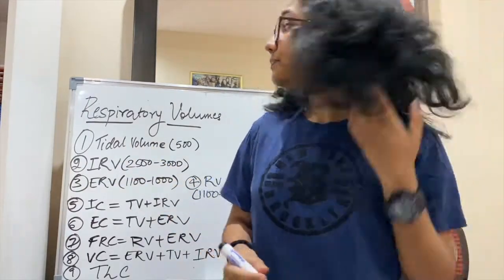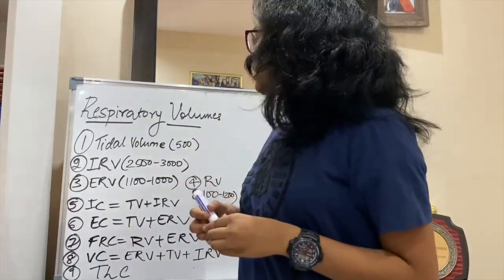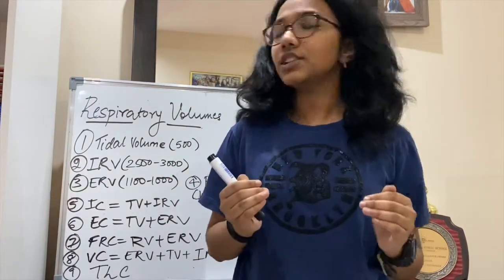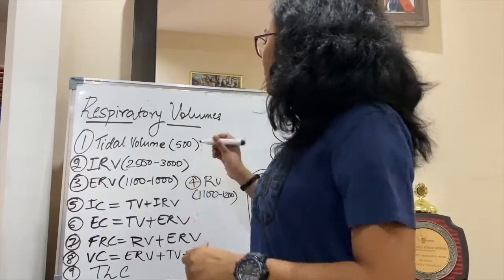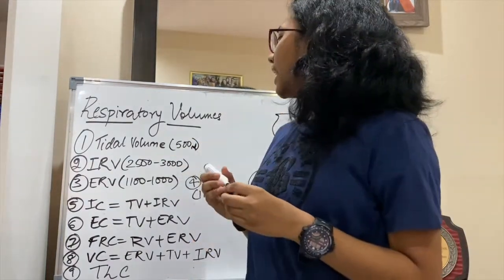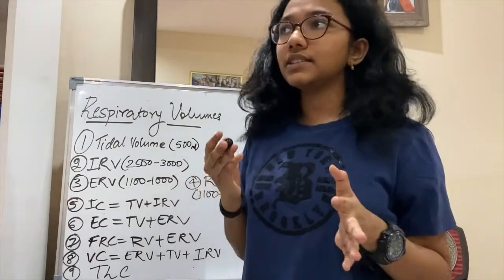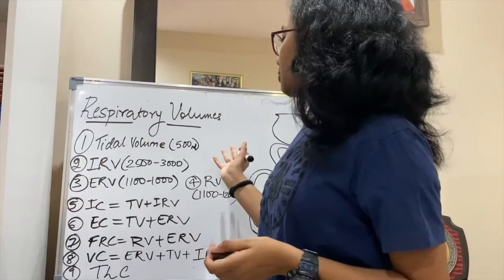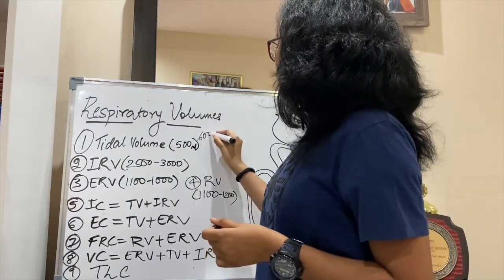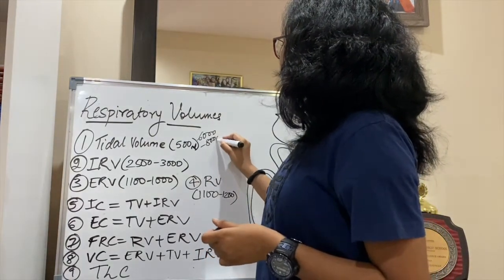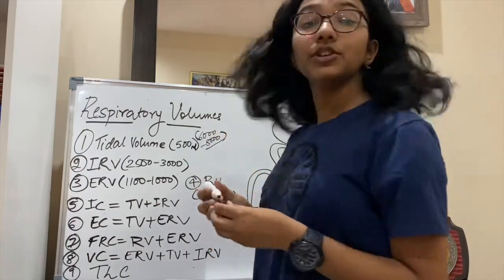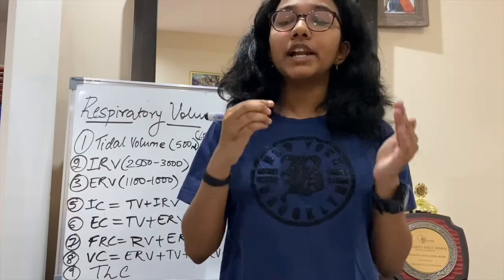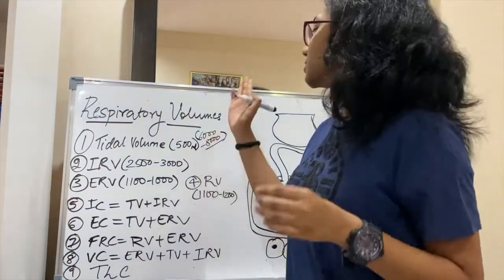So let's get started. First one is tidal volume. Tidal volume is the amount of air one person breathes in a normal inspiration. That is about 500 milliliter. Okay, and per minute the tidal volume will be 500 into 12, that is 6000 milliliter, to 16, so 8000 milliliter. Since every minute our body takes in air about 12 to 16 times, so 6000 to 8000.